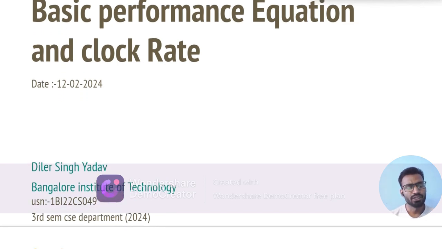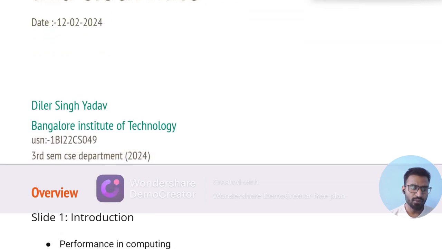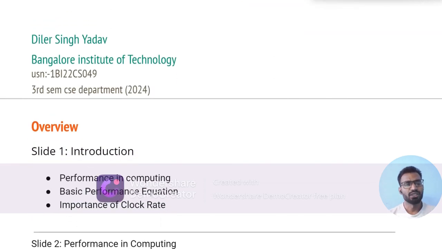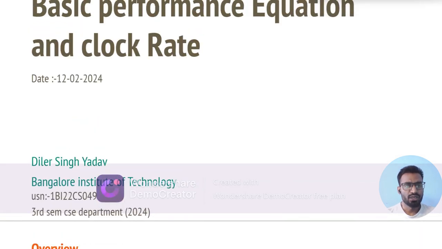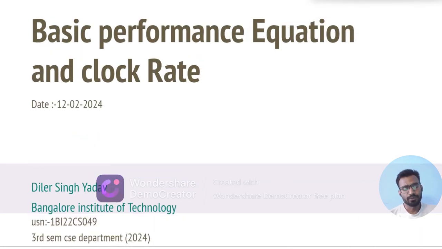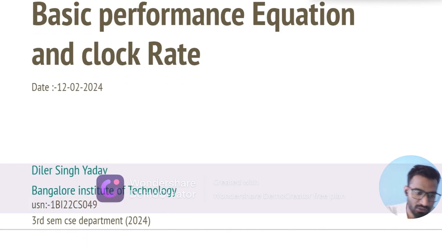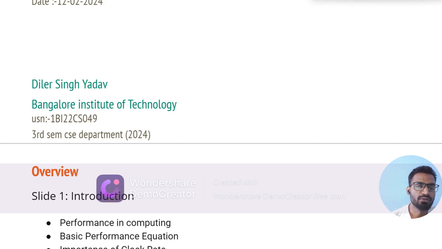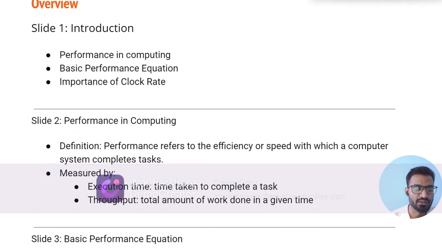Today we study performance in computing. What is the main concept? It is the CPU: how the performance of a CPU works, and what the clock rate is. First of all, we overview what we will study. Introduction: first, performance in computing, the basic performance equation, and the importance of clock rate.